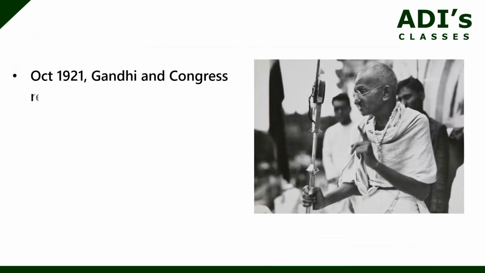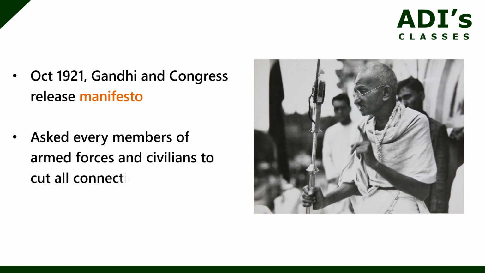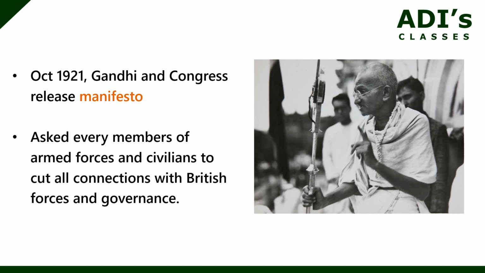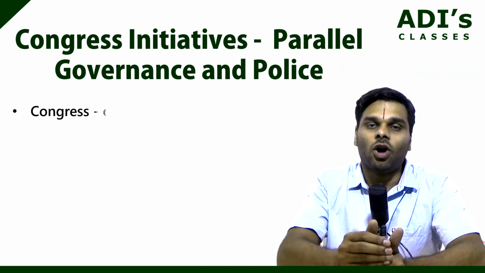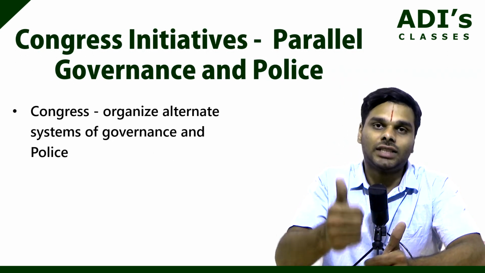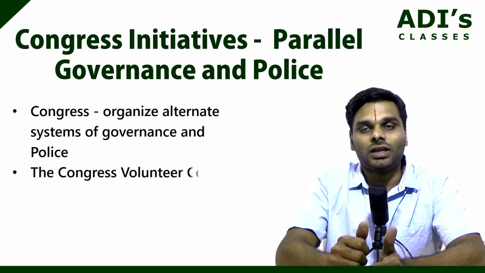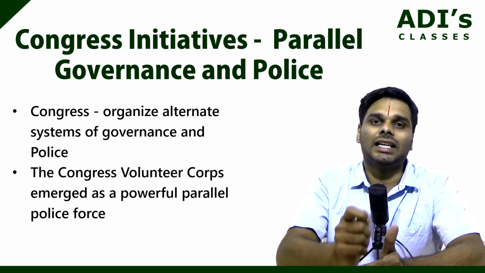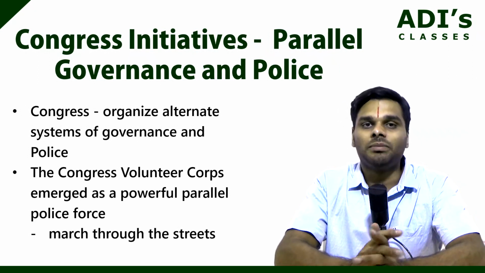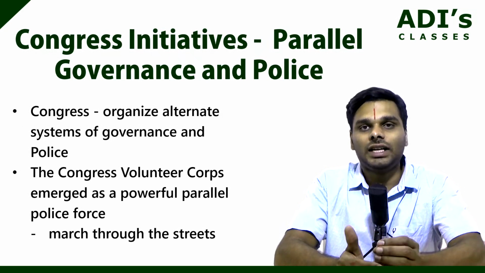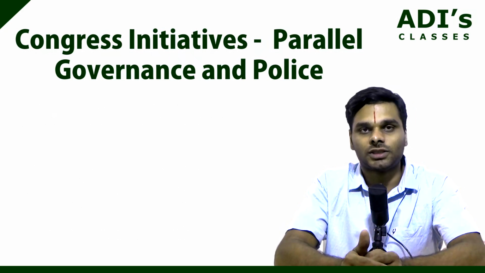In October 1921, Gandhi and Congress issued and adopted a manifesto that asked every member of the armed forces and the civilians to cut all ties with the occupying British forces and its wretched polity. Wherever possible, the Congress also tried to organize alternate systems of governance and police. The Congress Volunteer Corps emerged as a powerful parallel police force. They would dress up in uniforms and march through the streets, which definitely irked the ruling British forces.